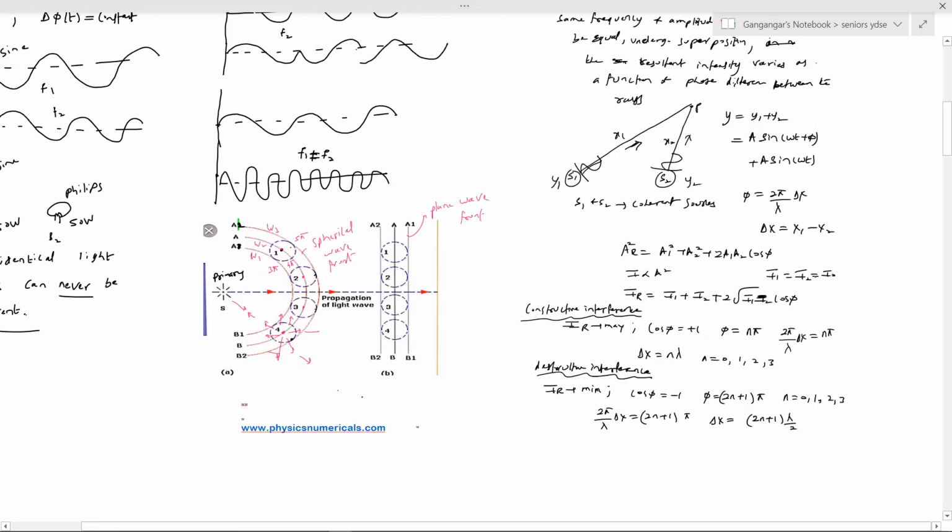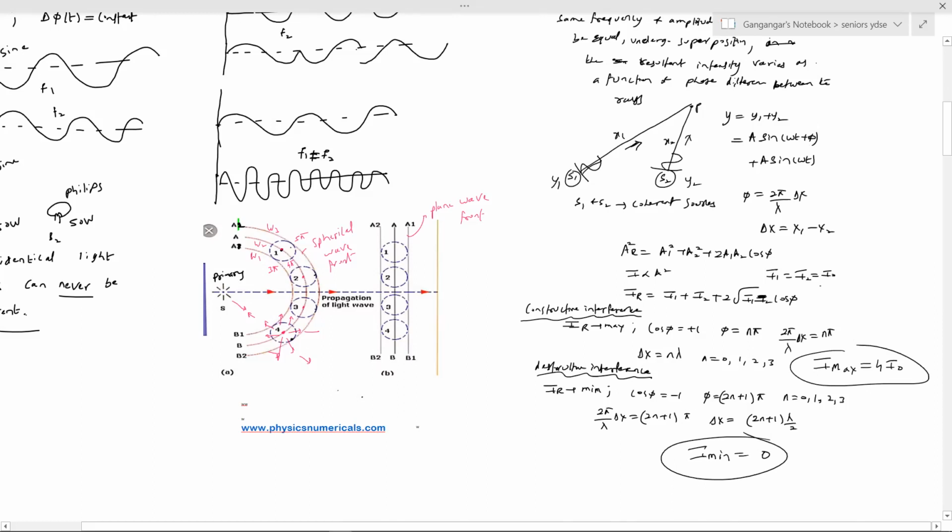If I1 equals I2, at constructive interference, how much will the intensity be? 4 I naught. If I1 equals I2 equals I naught, at destructive interference, the minimum intensity will be 0.